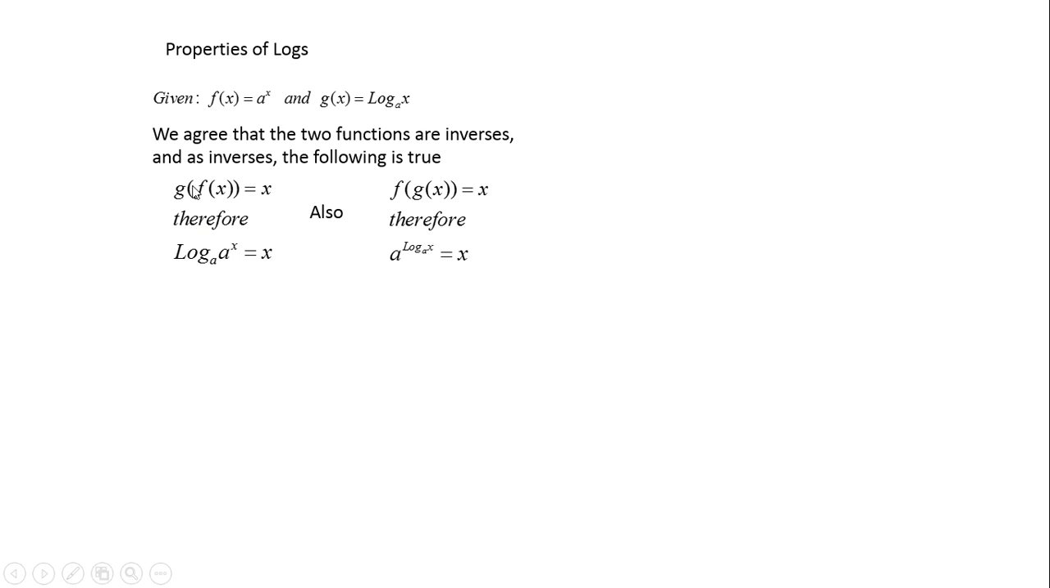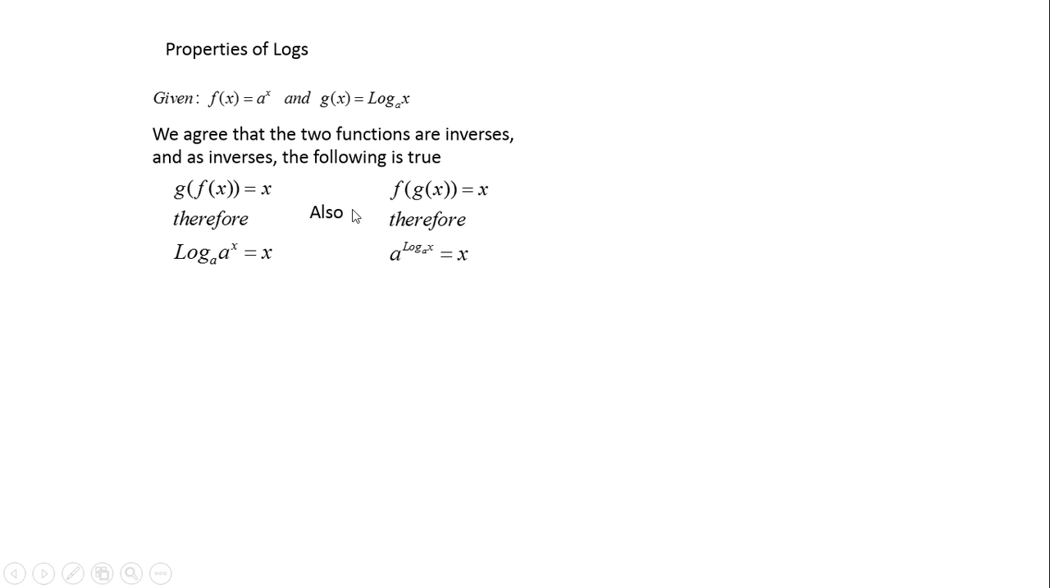So therefore, if we were to assign function f as the exponential a to the x and g as the log a of x, its inverse, then we would know that the composite g of f of x would have to equal x. And the composite g of f of x would be log base a of a to the x, which should just reveal to us x. And that's a property of inverses. And since logs and their corresponding exponentials are inverses, that must hold true.